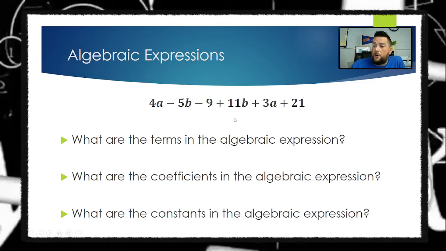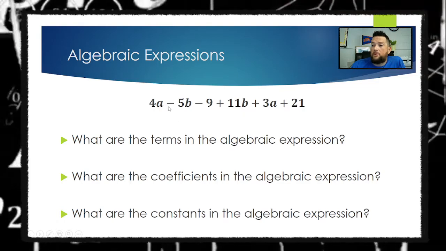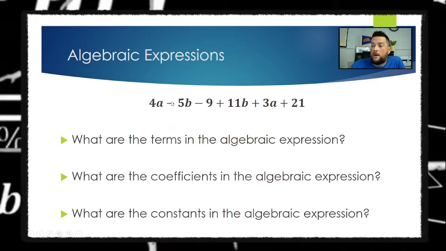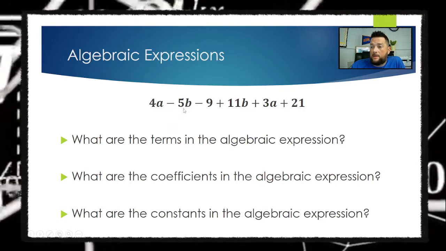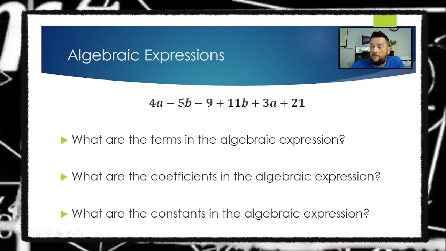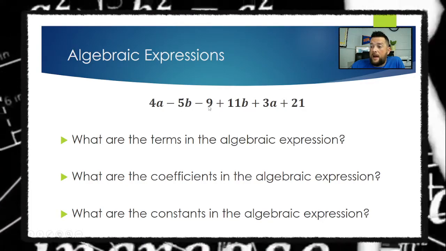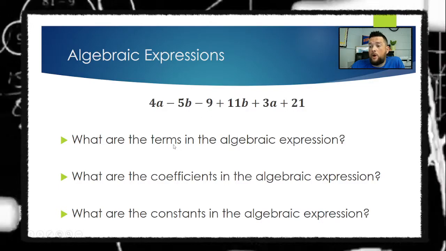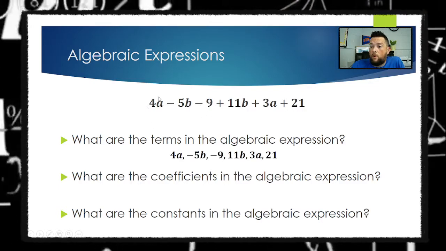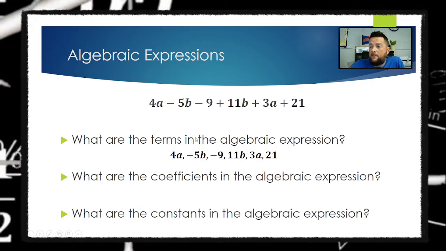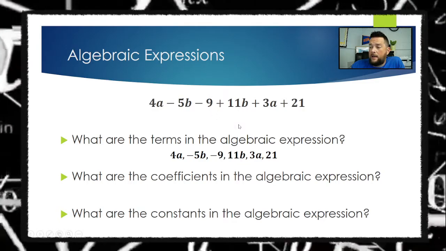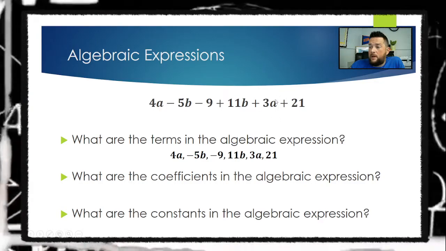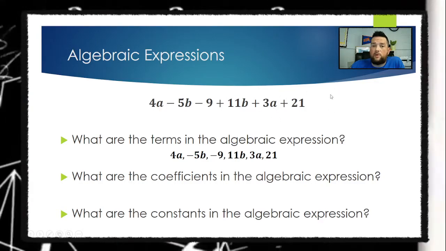The terms in this one, if we apply keep change opposite, we'll see that this one would be a plus sign, so that 5 would be a negative 5b, and then this 9 would be a negative 9, because we changed it to its opposite. So the terms in this expression are 4a, negative 5b, negative 9, positive 11b, positive 3a, and positive 21.